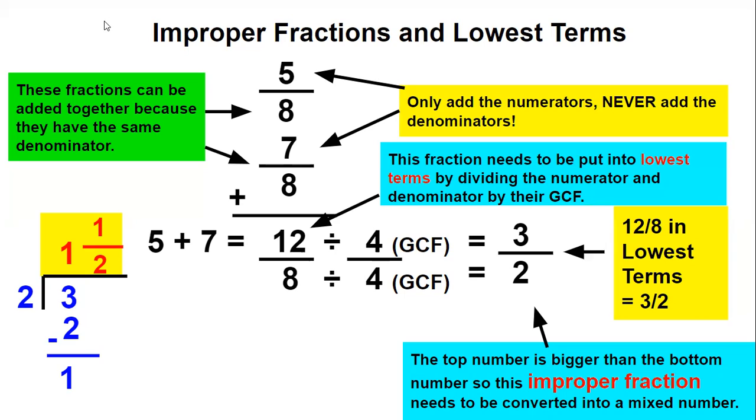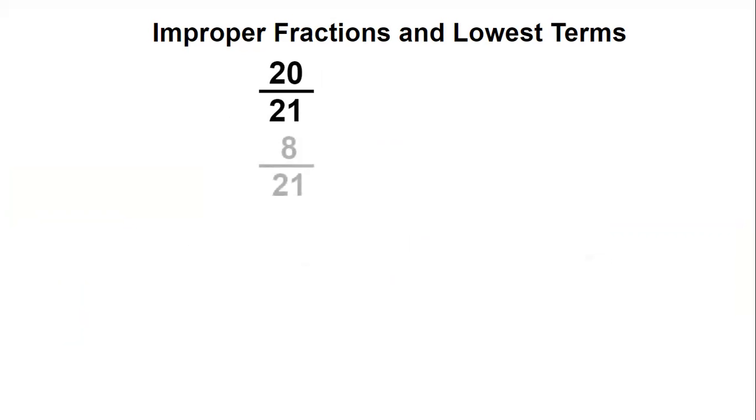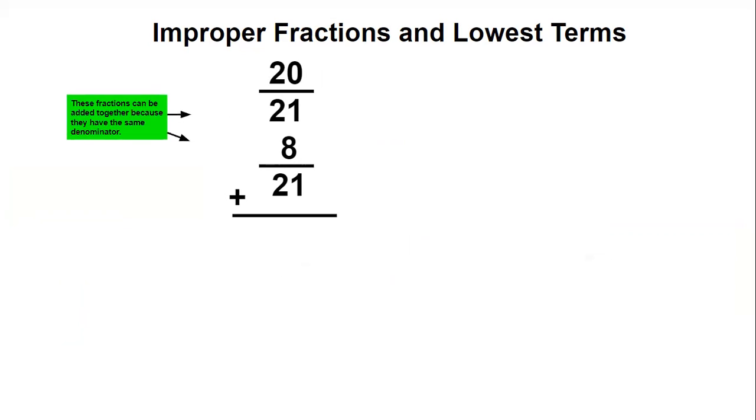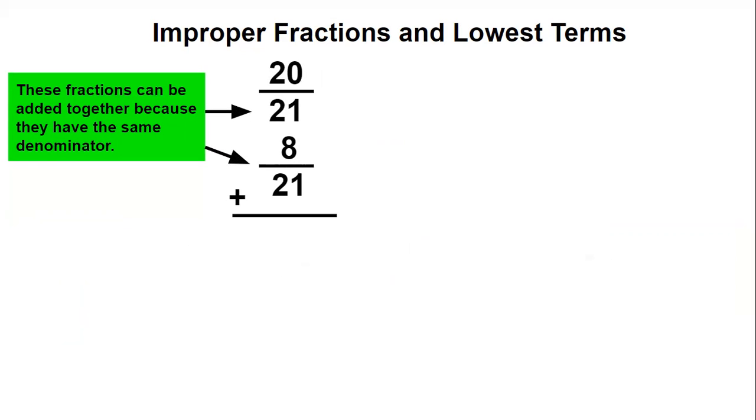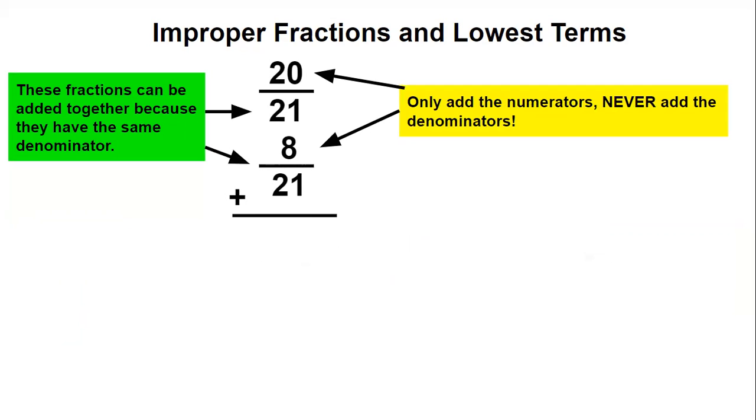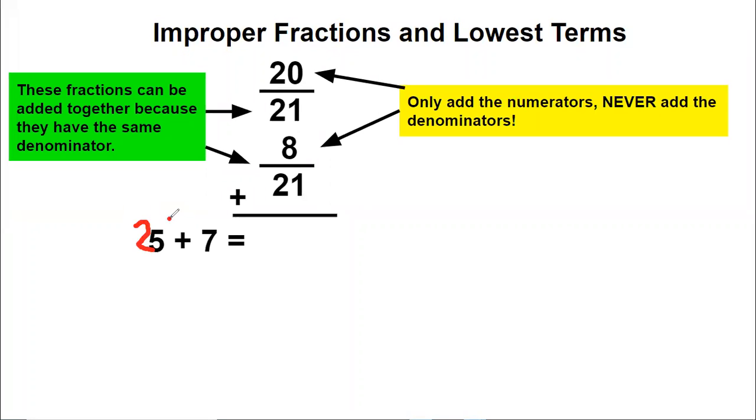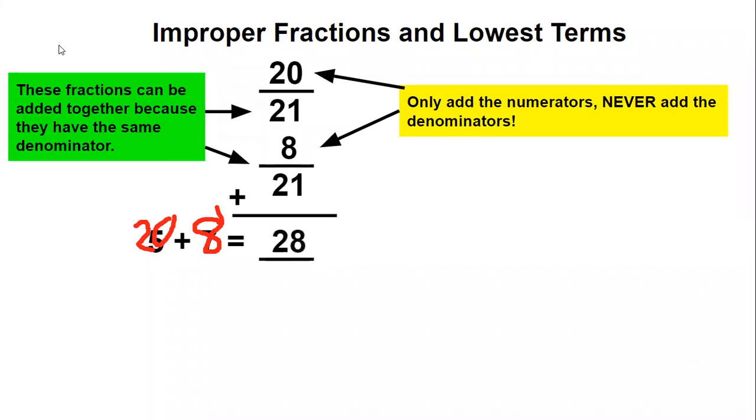Okay, just adding a little bit more steps each time. Let's try another one. 20/21 plus 8/21 is equal to, well, the bottom numbers are both 21, so we add the top numbers, 20 and 8. Oh, I did it again. I forgot to change a number. This is a 20, and this is an 8. So 20 plus 8 is equal to 28.